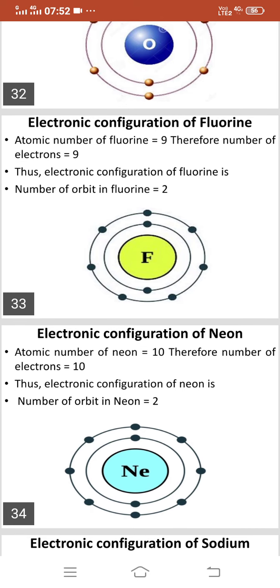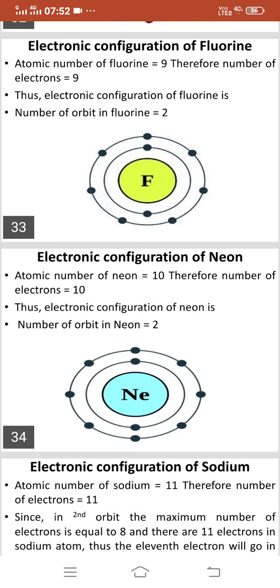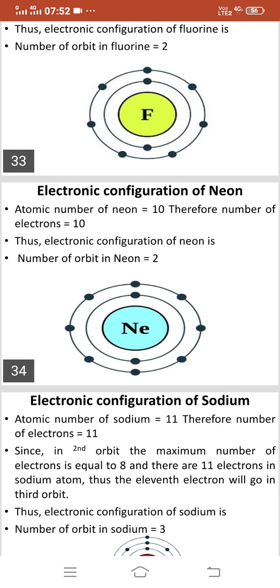Then you can see the electronic configuration of neon. Atomic number of neon is 10. So the total number of electrons is also 10. And the number of orbits is 2 in neon. So in the first orbit there are 2 electrons and in the second orbit there are 8 electrons. So that is the electronic configuration of neon.